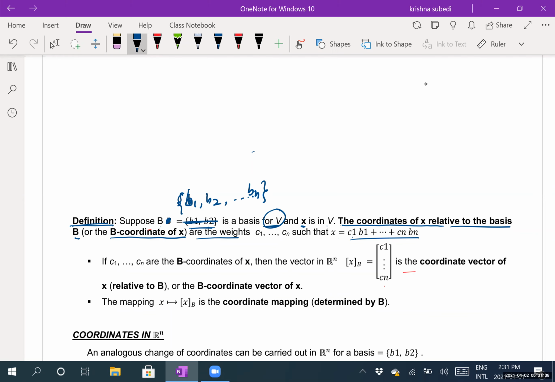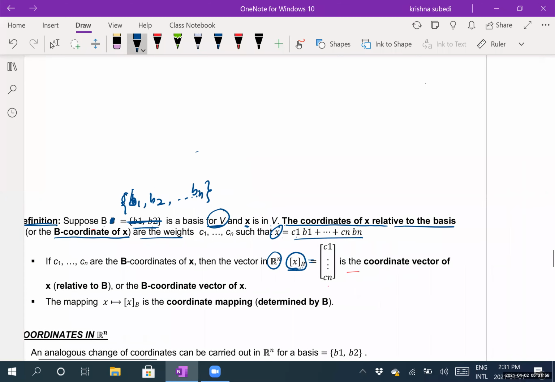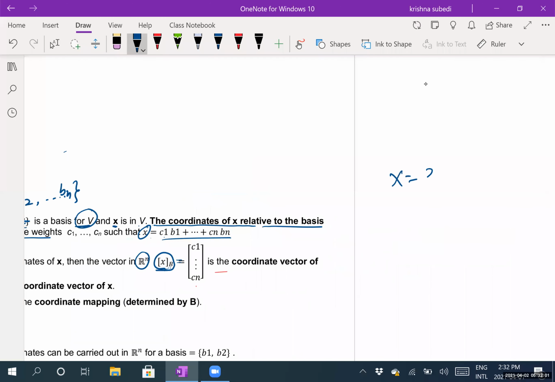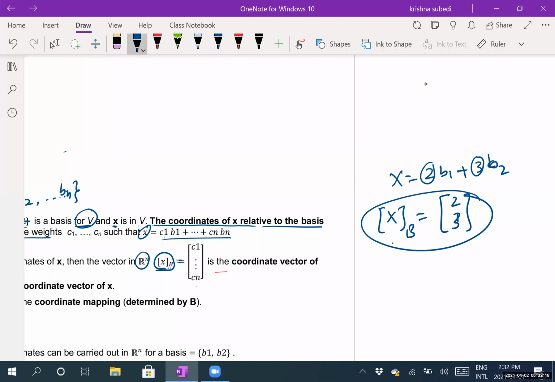Now, in this case, you see X is an object in V. Then when we write X sub B, this is the object in Rn. And what it means is we just write the scalars like that. We call it the B coordinate of X, defined this way. For example, X equals 2B1 plus 3B2. Then if I write X sub B, what it means is 2 and 3. Just write the scalars, the weights. This is called the B coordinate of X.